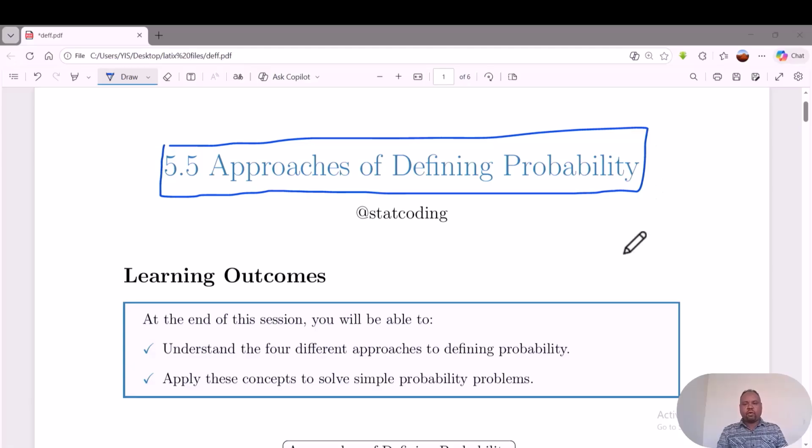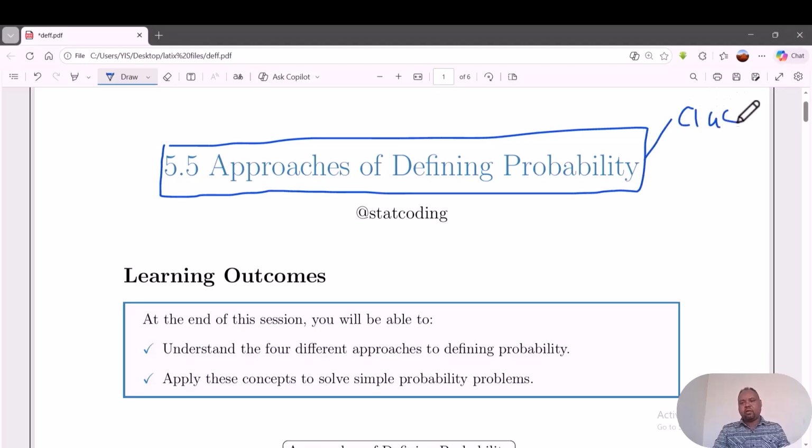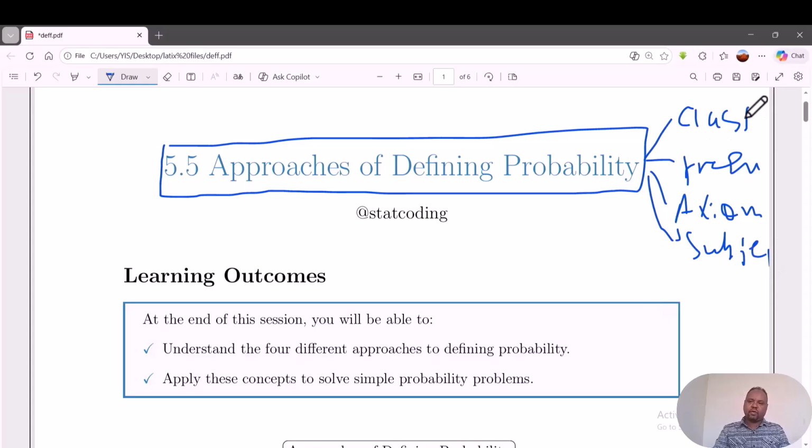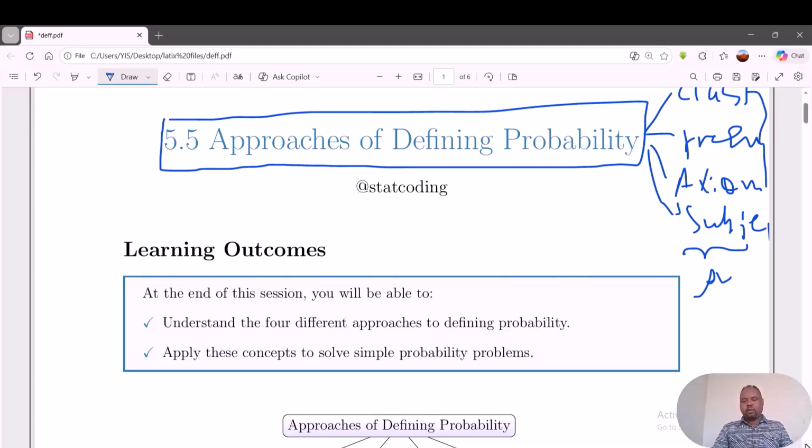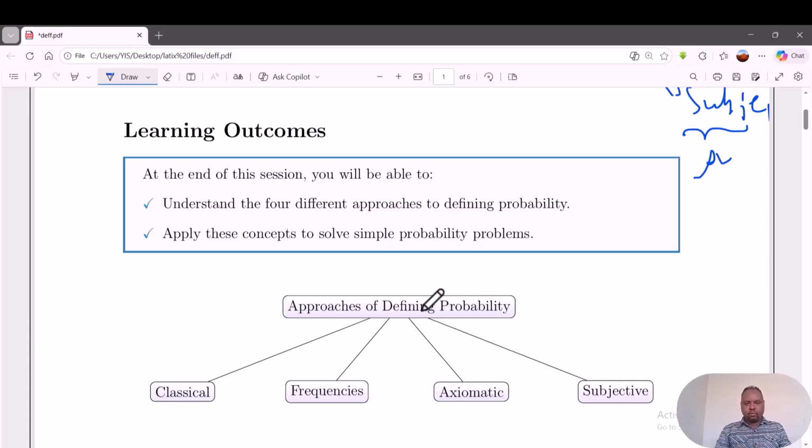In probability, we have four different approaches of defining probability. One is classical, the second one frequency, the third one axiomatic, the fourth one is subjective, right? Where the first three are scientific approaches, whereas the fourth one is subjective, which is the world of belief. We will explain each of these approaches to define probability. At the end of this session, you learners will be able to understand the four different approaches to define probability, and you will be able to apply the concept to solve simple probability problems.